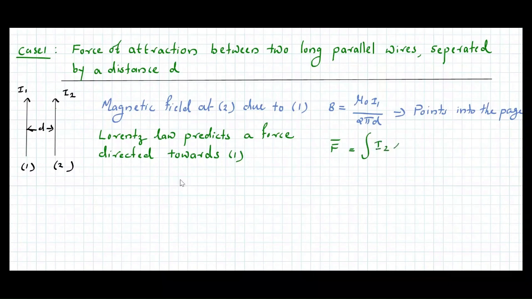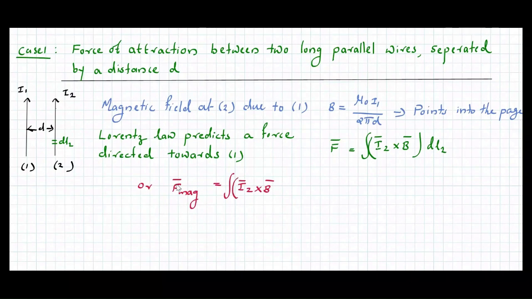What is the expression for that force? That is integral I2 dl2 cross B. Lorentz force law predicts a force that is directed towards 1. Integral I2 dl2 cross B is the force experienced by the conductor that carries a current I2, due to the magnetic field B produced by the first conductor, which carries a current I1. We can represent it as F mag, that is I2 dl2 cross B.